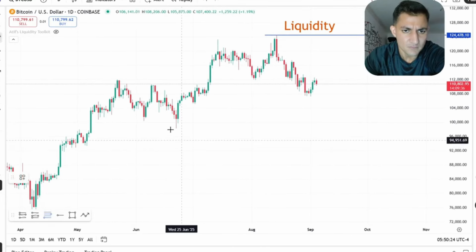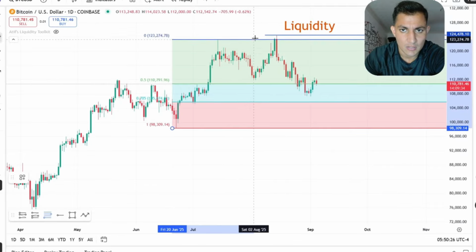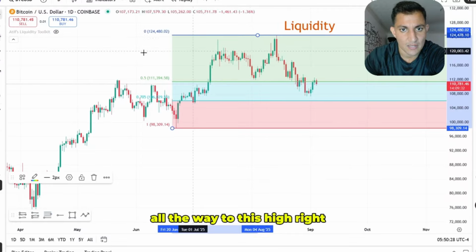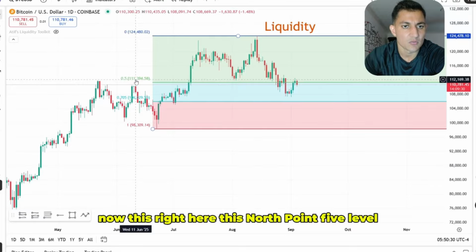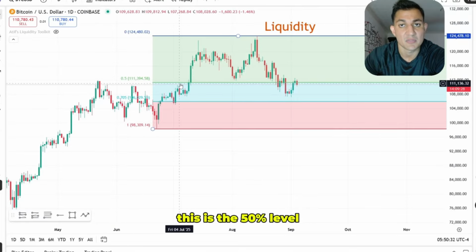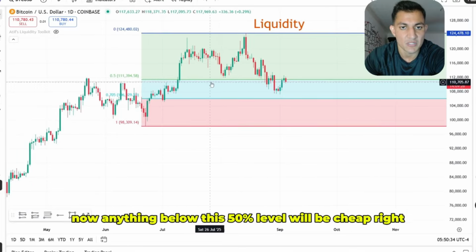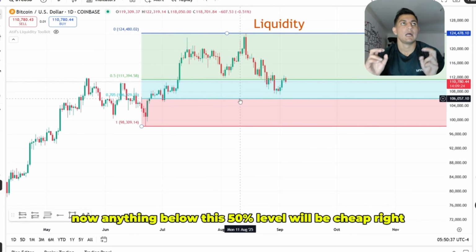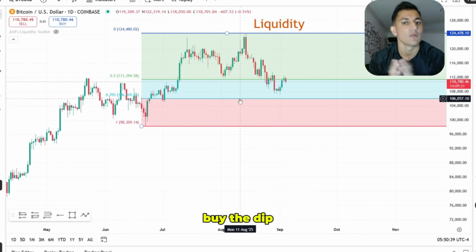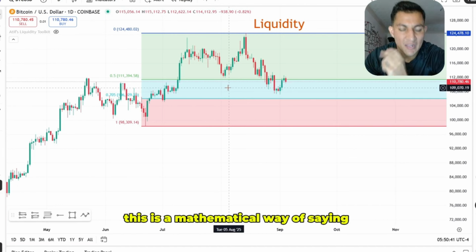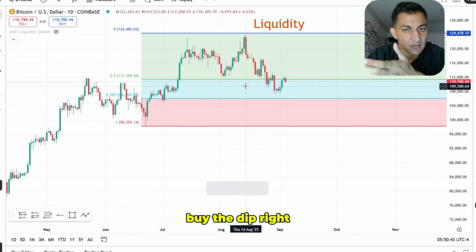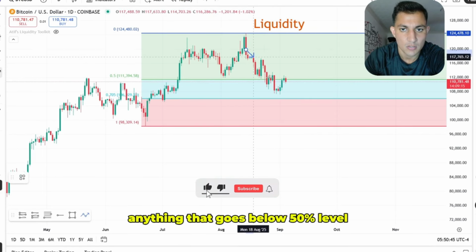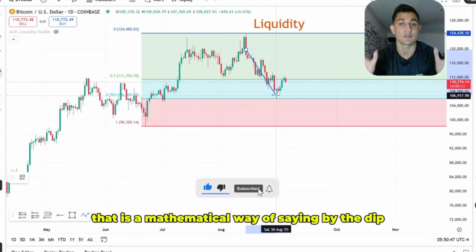However, you get the Fibonacci from the low all the way to this high, right? Now this right here, this 0.5 level, this is the 50% level. Anything below this 50% level will be cheap, right? Discount, buy the dip, sell the rallies. This is a mathematical way of saying buy the dip. Anything that goes below the 50% level, that is a mathematical way of saying buy the dip.